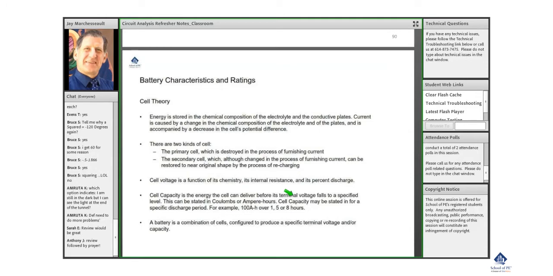Cell voltage is a function of the chemistry, of the internal resistance, and of the percent discharge. So cell voltage does drop as the battery discharges, as you know. Anyone who's left the lights on in their car would know that. And then cell capacity is the energy the cell can deliver before its terminal voltage falls to a specific level. And it's stated in coulombs or amp hours.